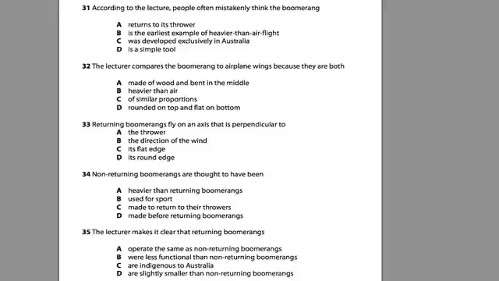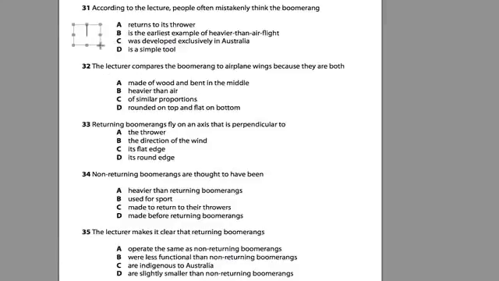Okay, so the questions, now there's a lot of text to kind of work through as you're listening, but they're pretty straightforward. 31. According to the lecture, people often mistakenly think the boomerang: returns to its thrower, didn't mention that; is the earliest example of heavier-than-air flight; was developed exclusively in Australia; is a simple tool. He says something about, I bet you thought that it is native to Australia. So this is the mistake he's talking about. The answer there would be C.